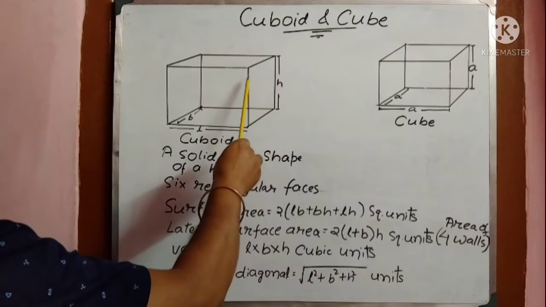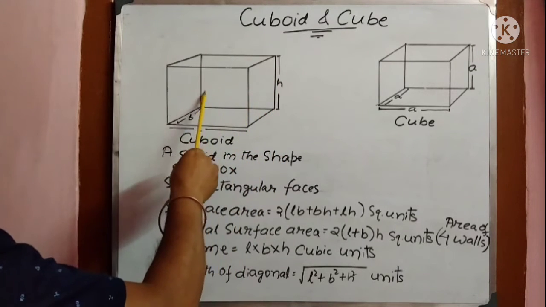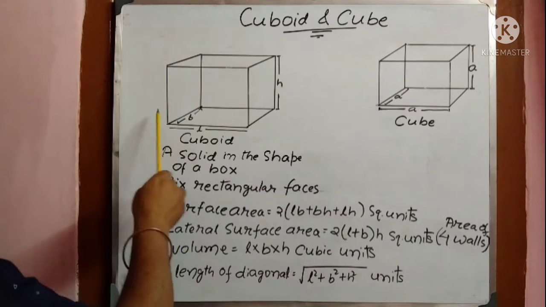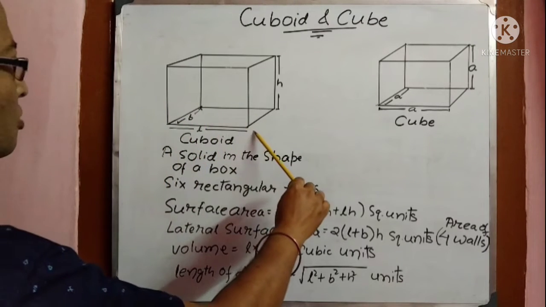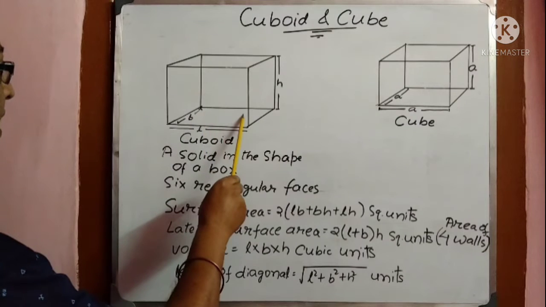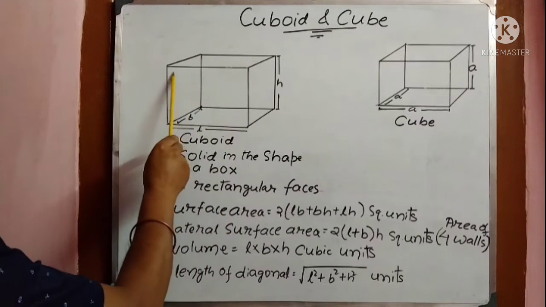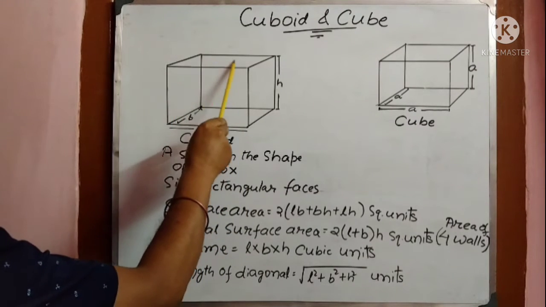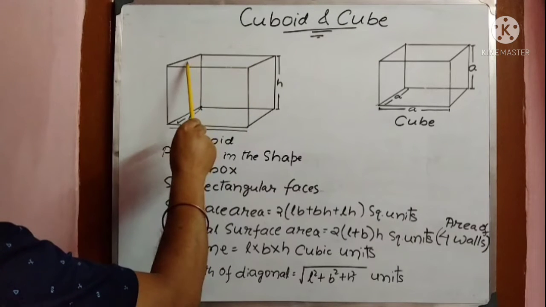So this is height, this is also a height, this is also a height, this is also a height. So this is the breadth, this is also breadth, this is the length. Similarly this one is also length, this one is also length, this is breadth and this is breadth.